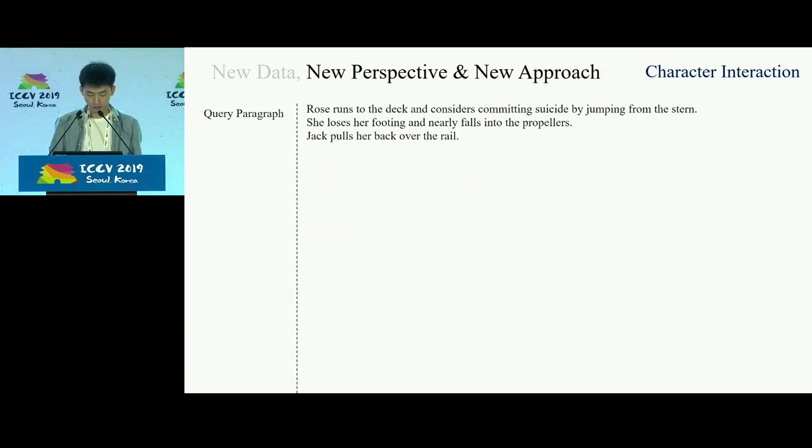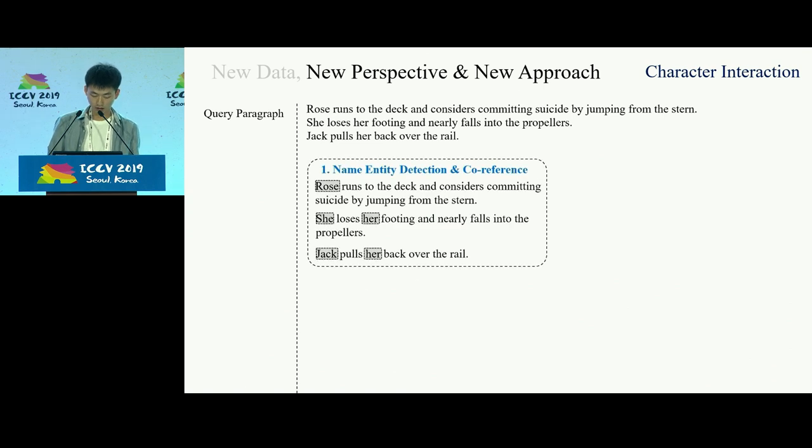The movies and the synopsis are human-centric, so we propose character interaction module to model characters and their interactions. We use graphs to present interactions, hence the similarity between paragraph and video can be computed by graph matching.